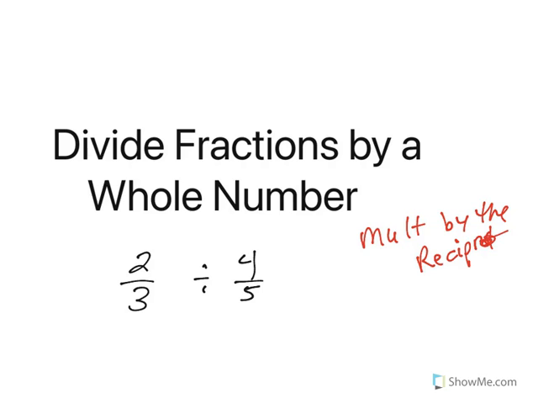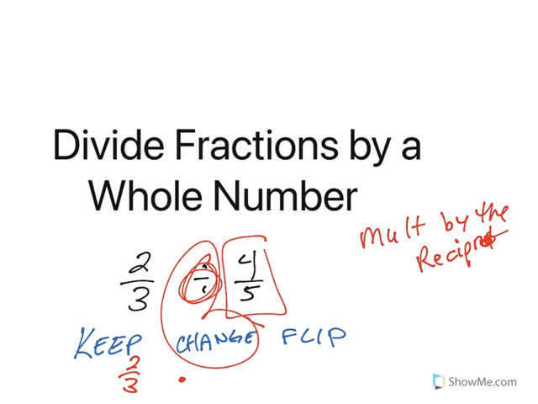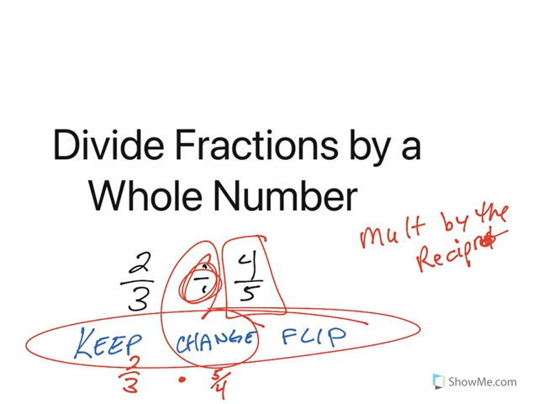Anyway, the easy way to remember it is keep, change, flip. Okay, there's three pieces. The first one, you keep, it stays the same. The middle is the division sign. You change that to multiplication, and then you flip the second fraction, right? That's multiplying by the reciprocal. So you keep, change, flip. That's what I'm going to be using throughout.